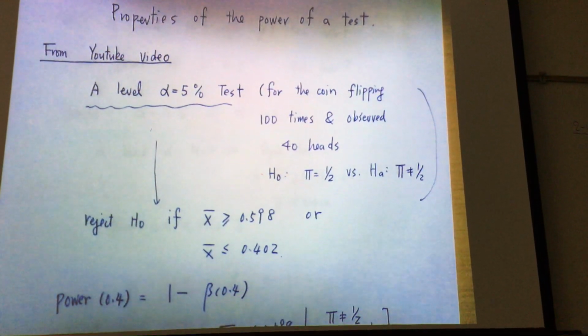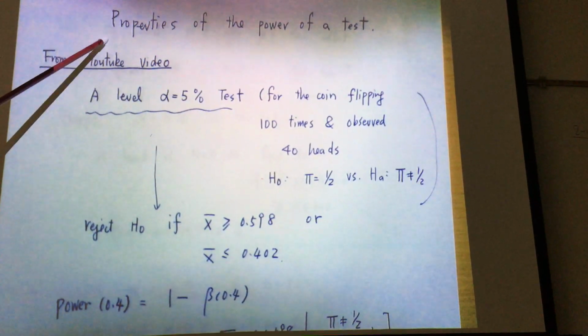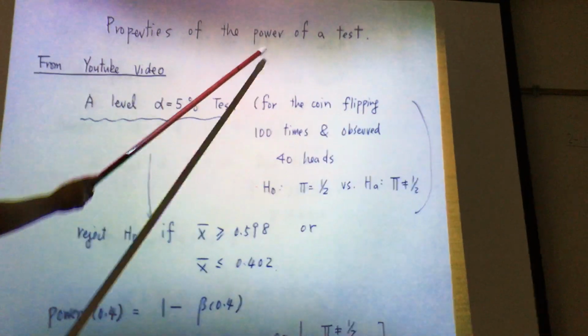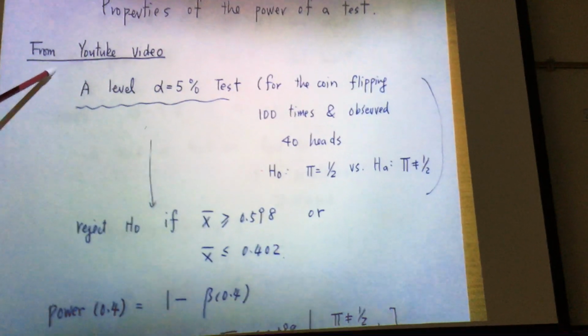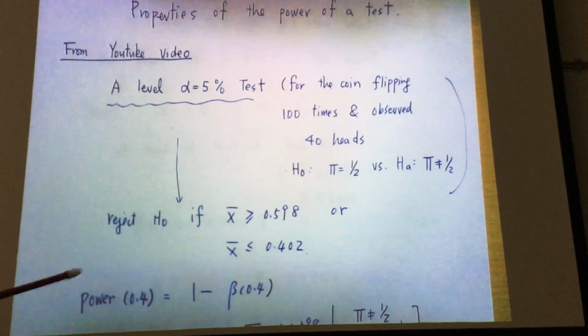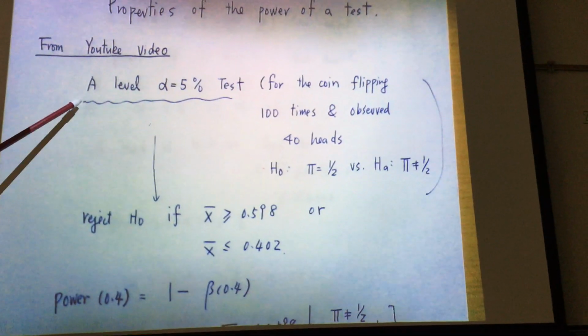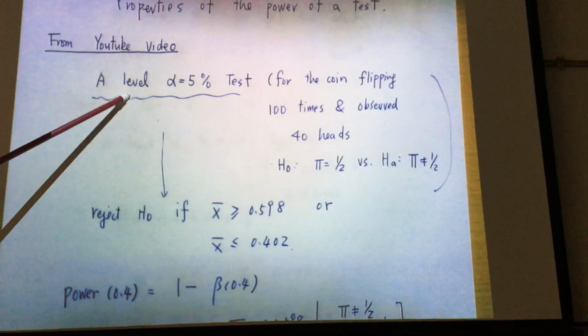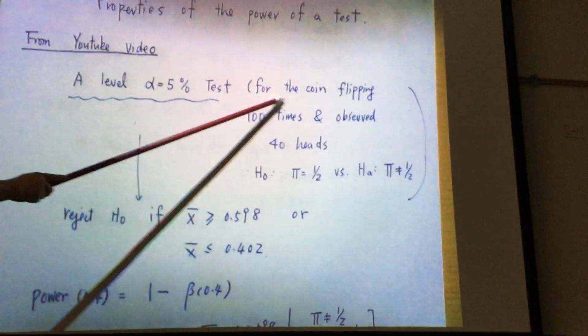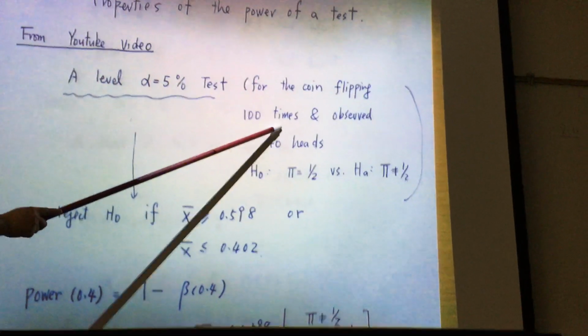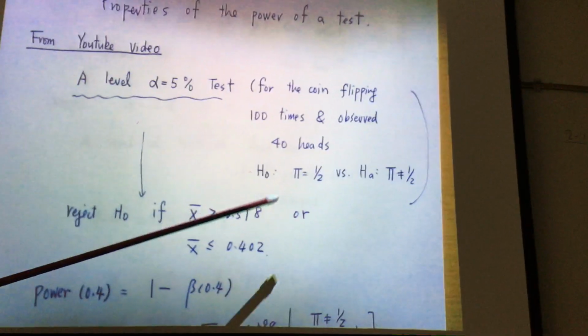Okay, next one, let's look at properties of the power of a test. If you still remember from the YouTube video, approach 1 in doing hypothesis testing, a level alpha equal to 5% test, for the coin flipping 100 times, we observe 40 heads, that example, okay?